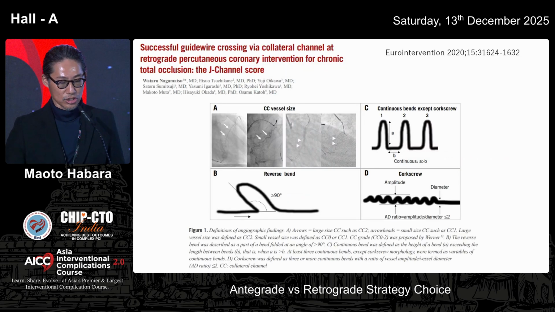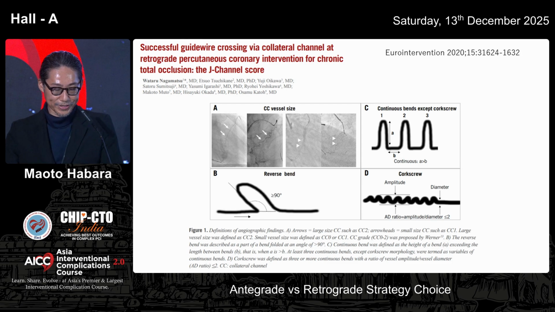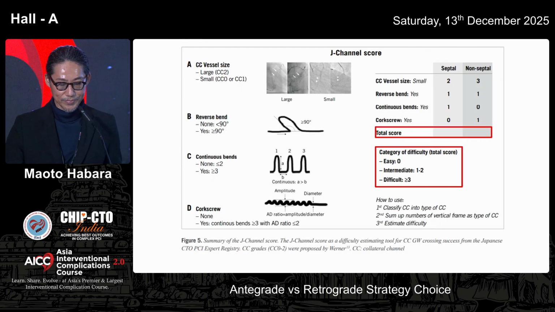About the channel, this is a paper from Dr. Nagamatsu, who mentioned the vessel size and continuity except the corkscrew. That also means A and B. If A is longer than B, the distance is a little bit difficult to negotiate with a guidewire. And also reverse bend. Reverse bend is where the guidewire advances coming to the reverse side. That is a little bit difficult to negotiate with a guidewire. And the corkscrew. Those are difficult points to negotiate a retrograde guidewire.